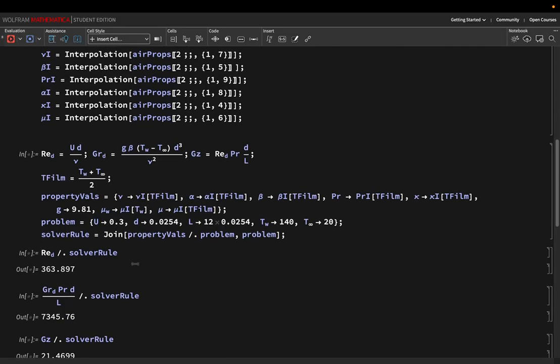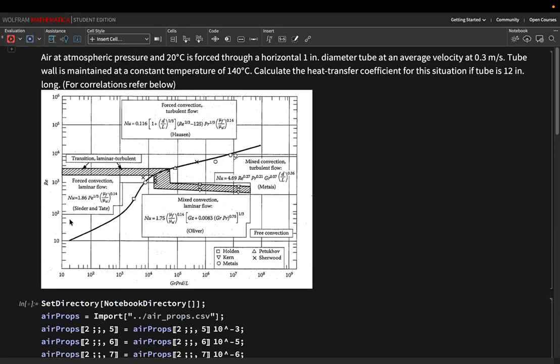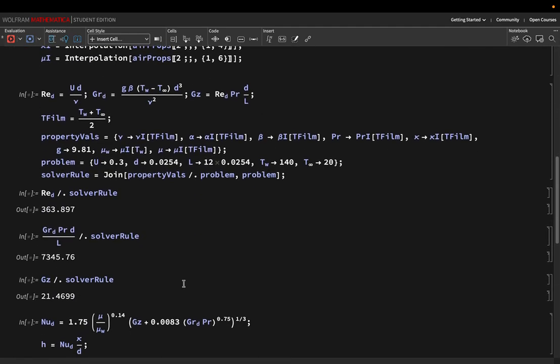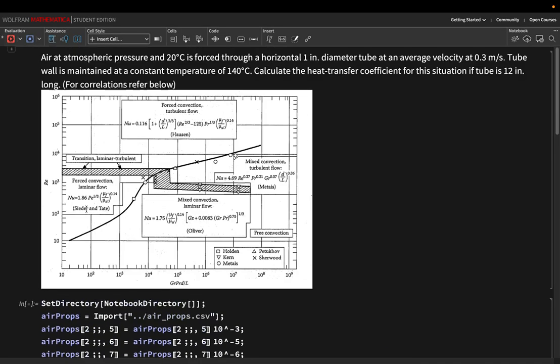are given. So first you compute the Reynolds number, so I'm getting around 363, and the plot here is Reynolds number versus Grashof number. This particular thing is Rayleigh number times d by L. So I computed that number. This is close to 10 power 4, and this is close to 100. So I'm falling in this regime, so I have to use the mixed convection laminar flow correlation. So I will pick this correlation.